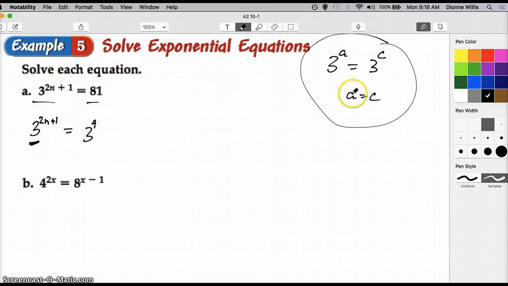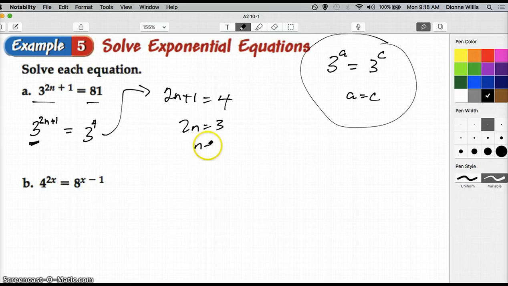So now I'm going to use this little bit of knowledge over here to set 2n plus 1 equal to 4. And with a little bit of algebraic manipulation, we get that n is equal to 3 halves. We'll do the same thing over here.